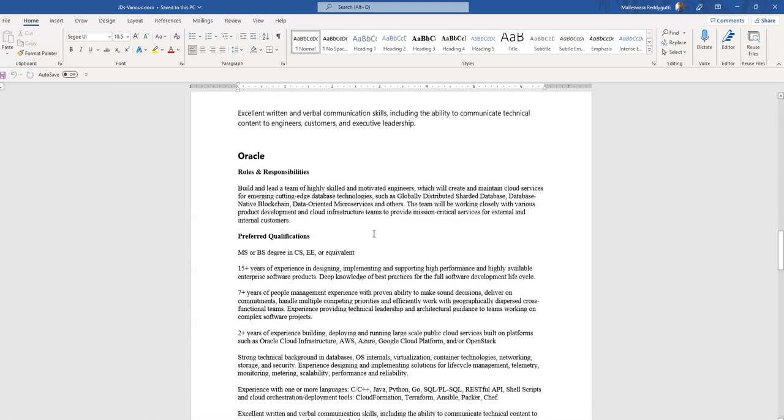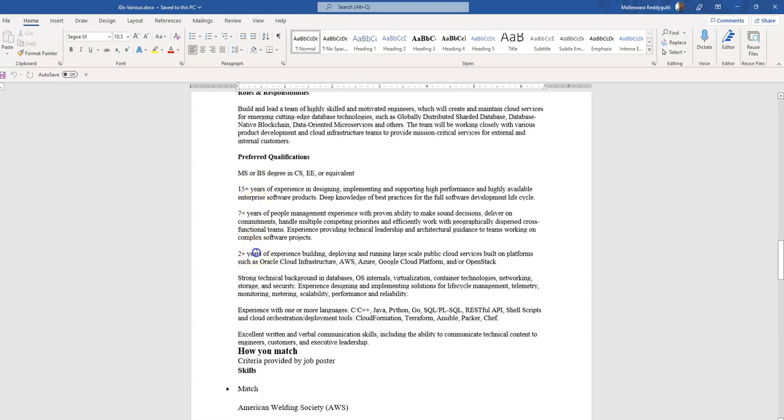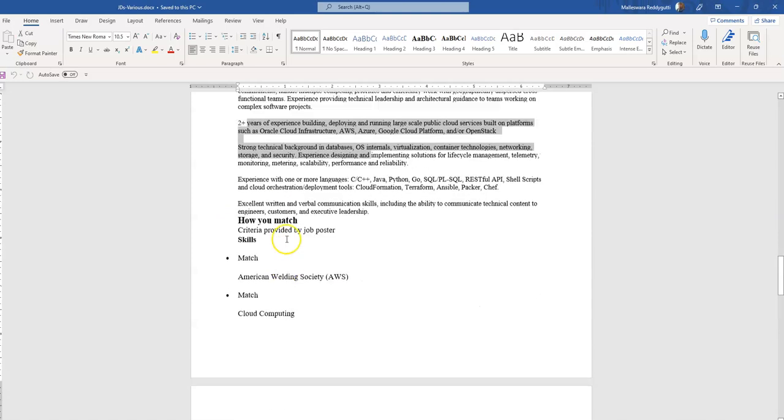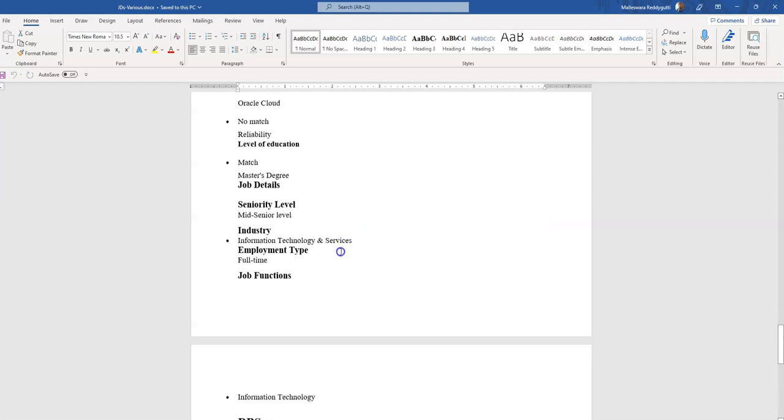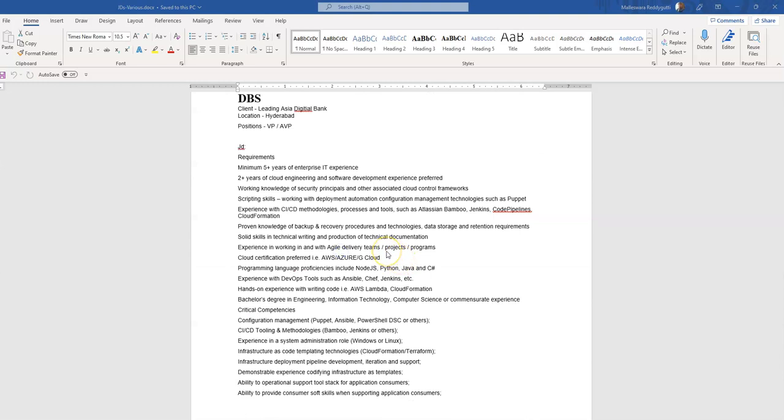Here is a different role from Oracle, I guess, where they are similarly expecting things like deep knowledge and best practices for the full software development life cycle, design and implementation. So these are quite commonly asked things for architect level positions. Please go through Naukri or Monster and collect the JDs. Based on that, you will get some idea to prepare your CV for the architect roles.